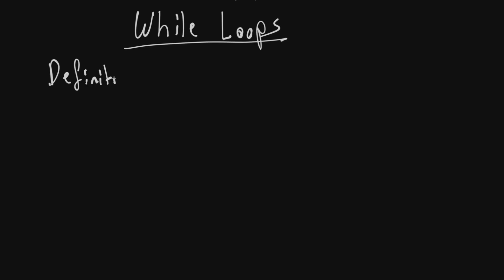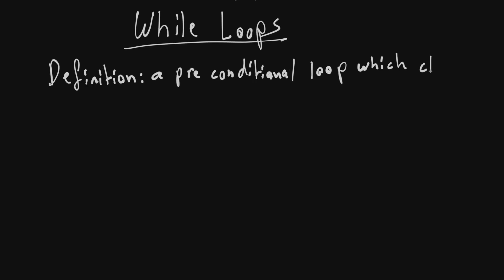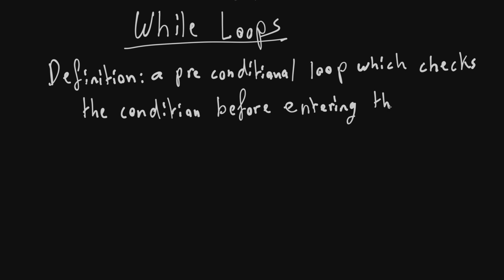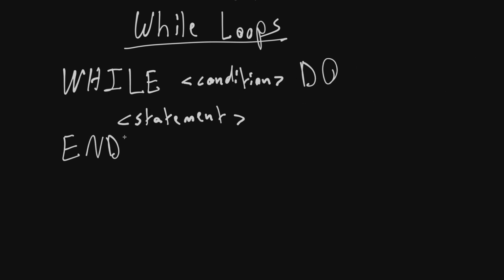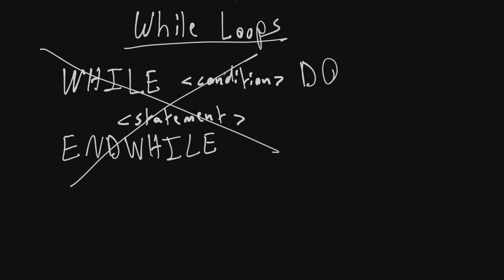While loops in IGCSE Computer Science. They are preconditional loops, meaning that they check for the condition before entering the loop. So the syntax for the while loop is while, and then we check for the condition. If the condition is true, we go to the do, and the compiler runs the statements. If the condition is false, the compiler ignores the entire block of code.